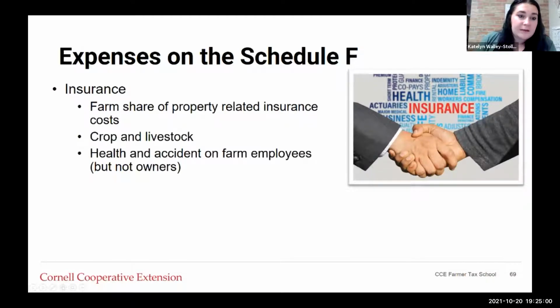Insurance. So this can be property insurance, crop insurance, livestock insurance, and health or disability insurance on your employees. You cannot claim insurance on yourself if you are a sole proprietor, owner of the business.